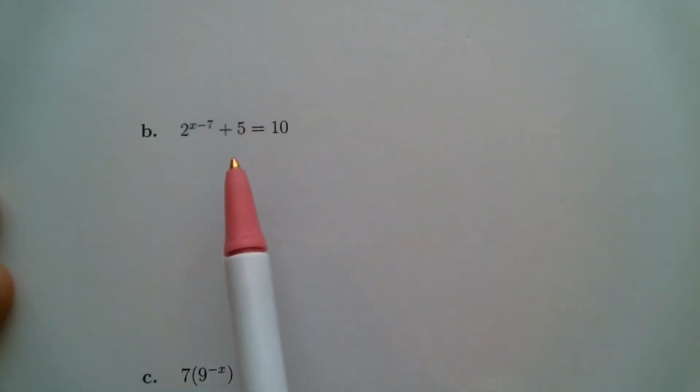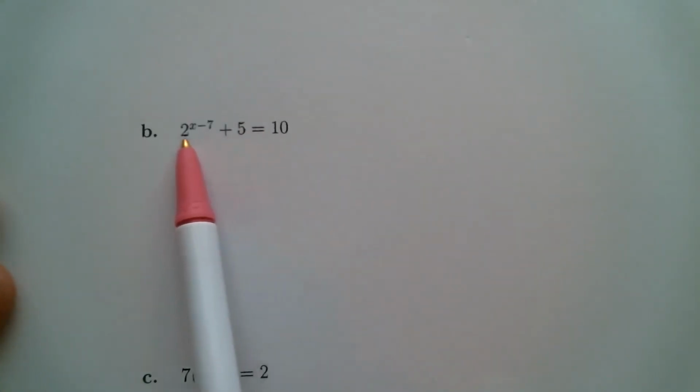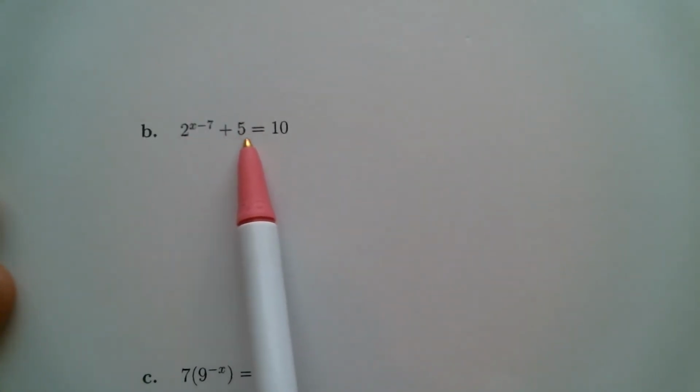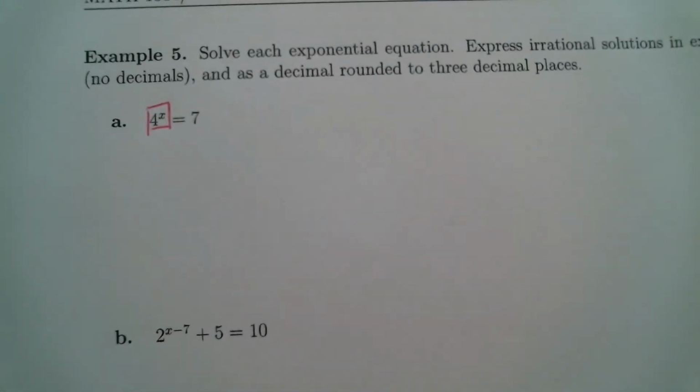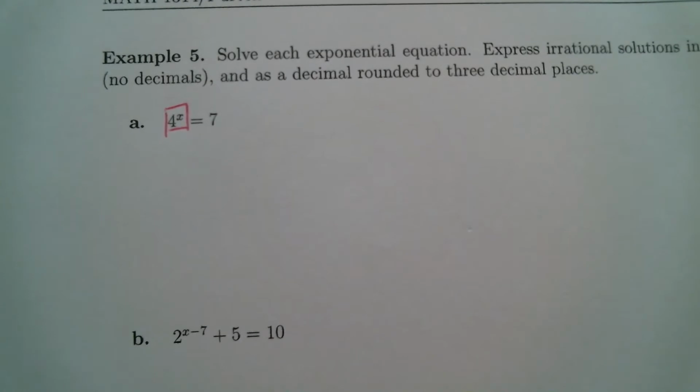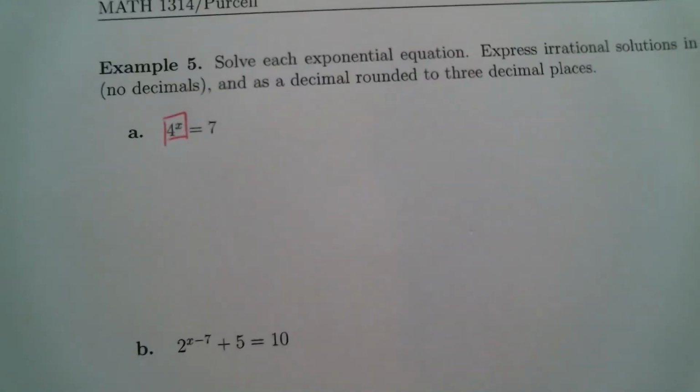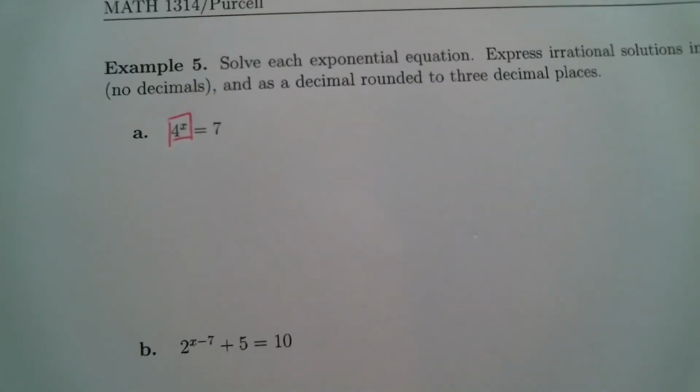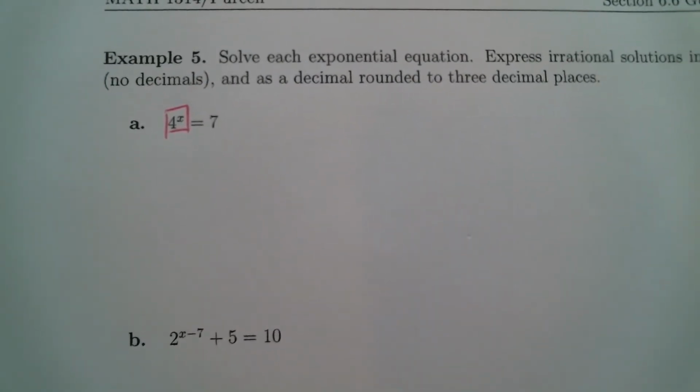But if you look at part B, it's not exactly isolated because you've got this plus 5 attached to the exponential piece. Okay, so you would have to do some work there. But in this example, the 4 to the x is by itself. All right, so what you're going to do is take the logarithm of both sides. Okay, it does not matter if you use ln or log. I'm actually going to work it both ways to show you that. So I'm going to start with natural log.